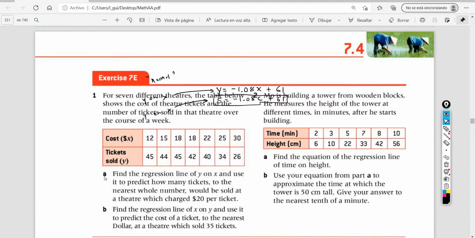Okay, that takes care of the first letter, which is what we have done previously in the most recent video. Now this is the new stuff. Letter B. Find the regression line of x on y and use it to predict the cost of a ticket to the nearest dollar at a theater which sold 35 tickets. So basically we want to do the reverse process, guys. And you need to understand this.